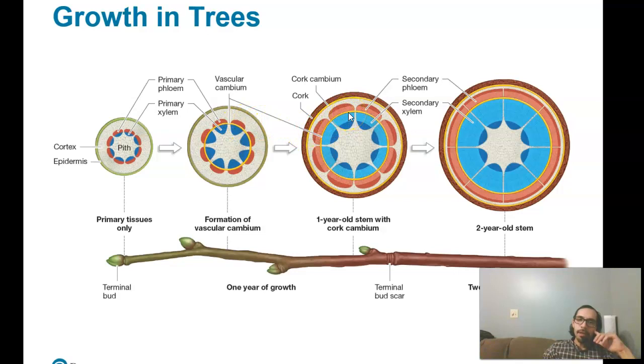So looking at this diagram, you can see it in the lighter colors. So the lighter blue and the lighter red, that's indicating the secondary xylem and the secondary phloem. So as it adds more secondary xylem and more secondary phloem, it's increasing in width.